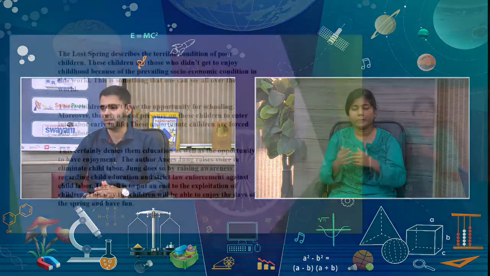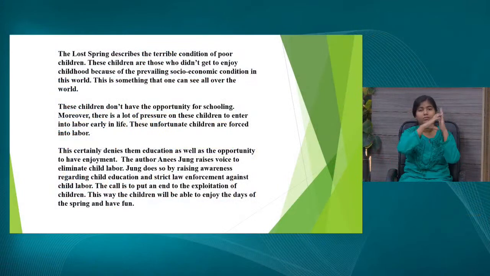As we can see in the first part, the chapter talks about a socio-economically weak child who is working as a rag picker, and he is the sole earner in his family. He does not have the opportunity for schooling. He sees other children going to schools.